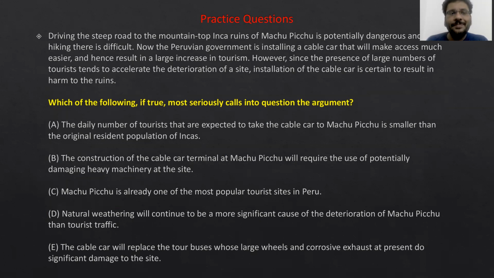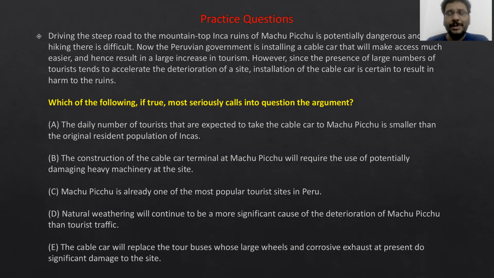The argument goes like this. Driving the steep road to the mountaintop Inca ruins of Machu Picchu is potentially dangerous, and hiking there is difficult. Now, the Peruvian government is installing a cable car that will make access much easier and hence result in a large increase in tourism. However, since the presence of large numbers of tourists tends to accelerate the deterioration of a site, installation of the cable car is certain to result in harm to the ruins.